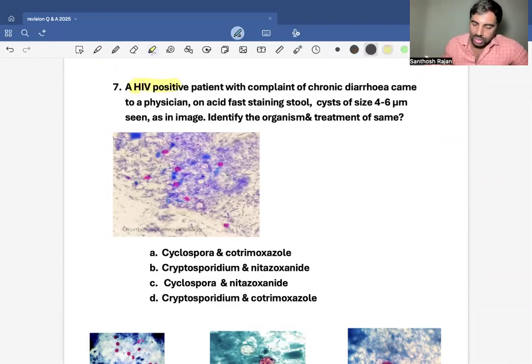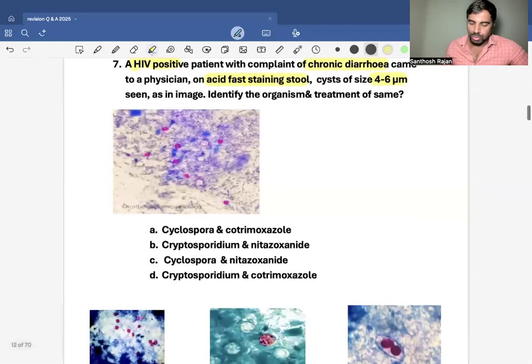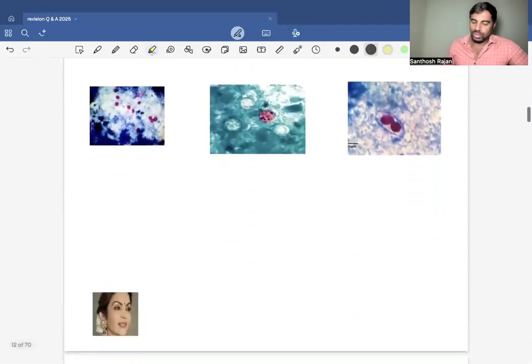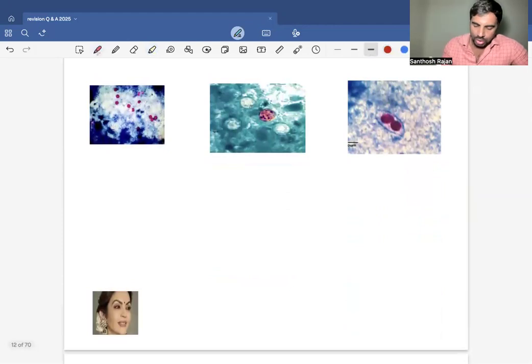In an HIV patient, chronic diarrhea was there. So on stool, of course, with chronic diarrhea we always think about some acid-fast parasite only. So acid-fast stool, cyst of 4 to 6 micrometers is given and the image is seen. Okay, 4 to 6. They have told you to say the organism and the treatment for the same. Because that will go short, we'll go very quickly. You have to tell me now.